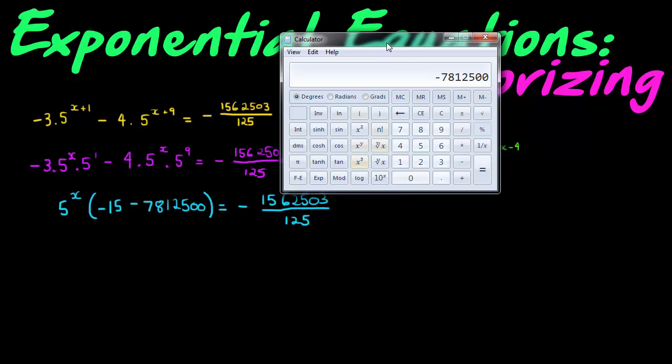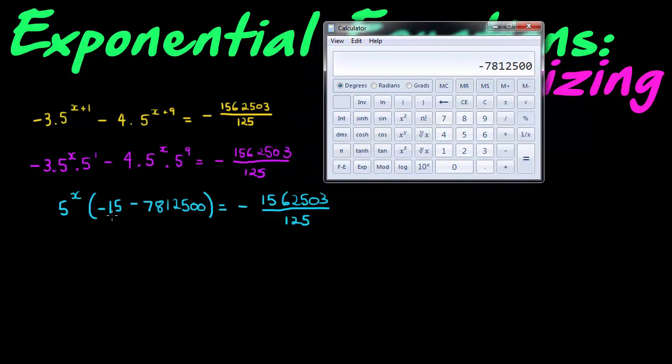So what do we have? We now have negative 15, this thing, negative 7812500, minus the 15 as well, so we get another negative 15 is equal to negative 700. Now that is the coefficient, or that's something that's multiplying this power. I want to get this power on its own. So since it's multiplying this side, I'm going to divide it on the other side.